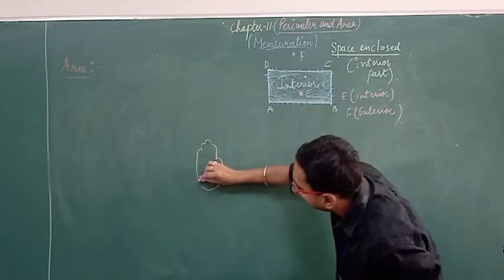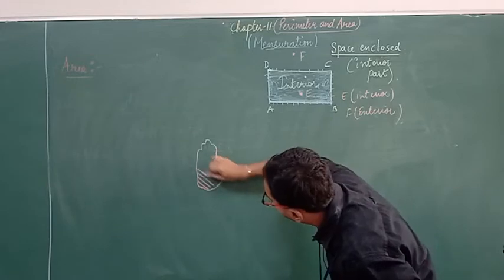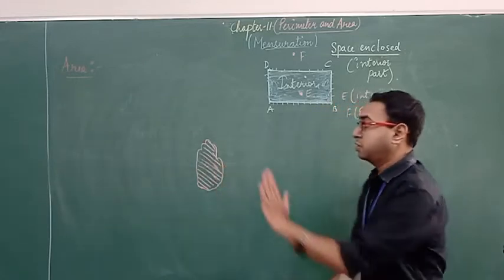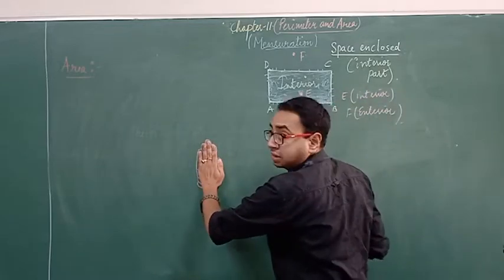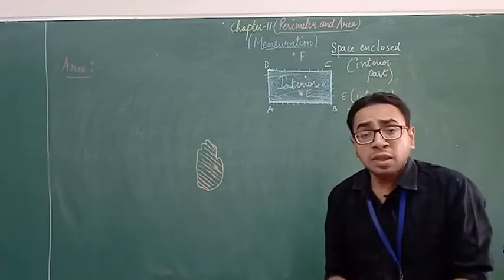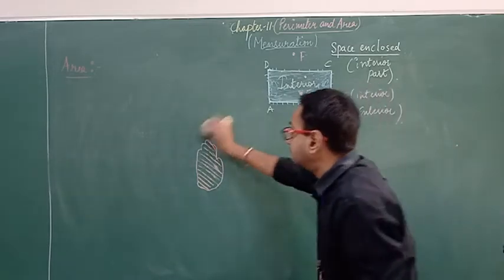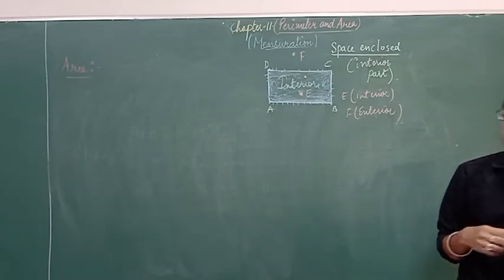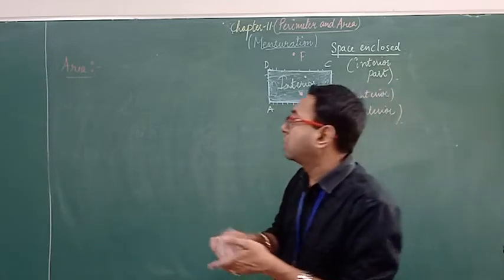What do you think? My hand covered this much of area. This much is the area covered by my hand. Simple. So this is what area is, the space covered, the space enclosed. Are we clear? So let's see the definition first. Very important.